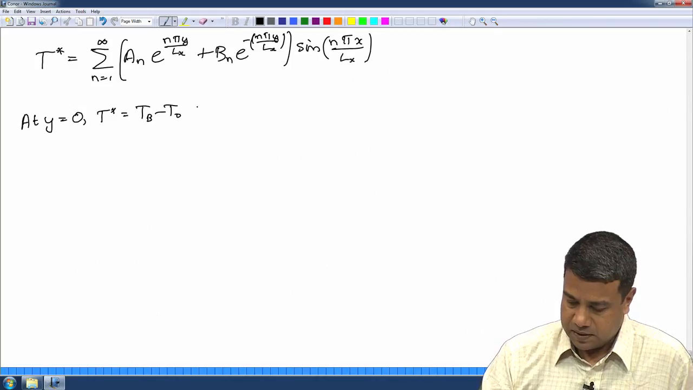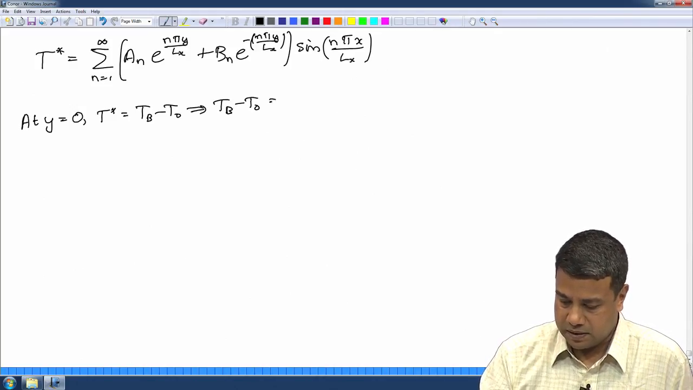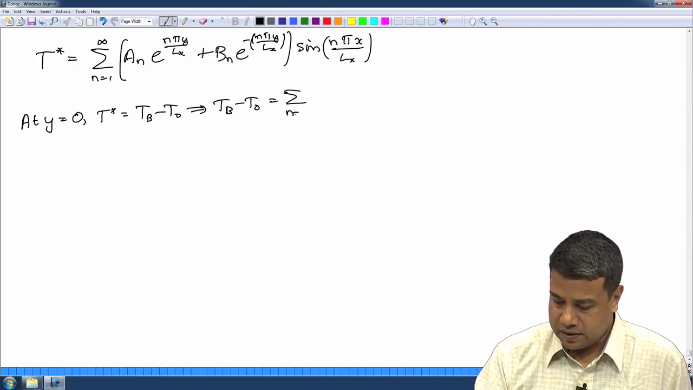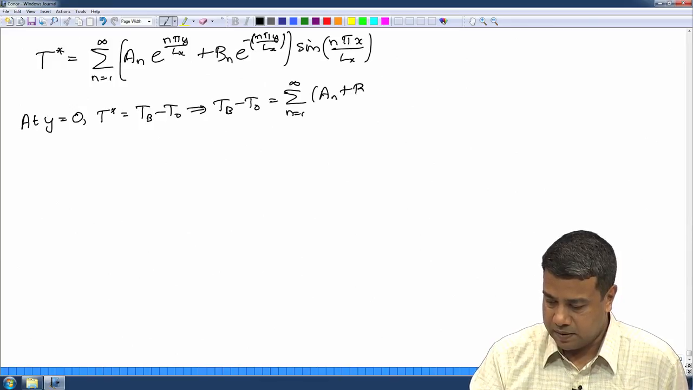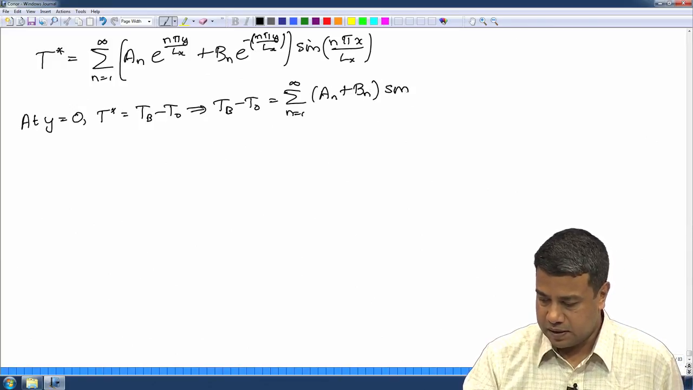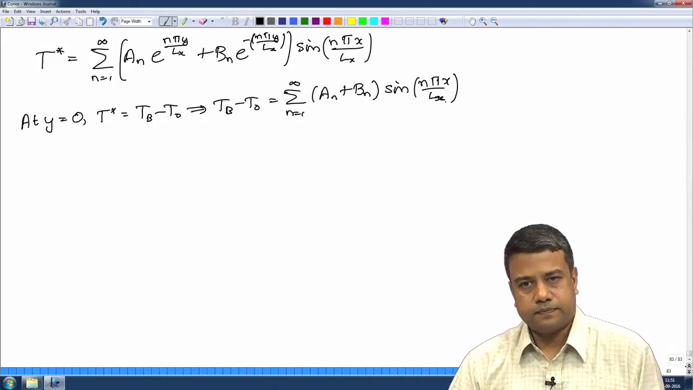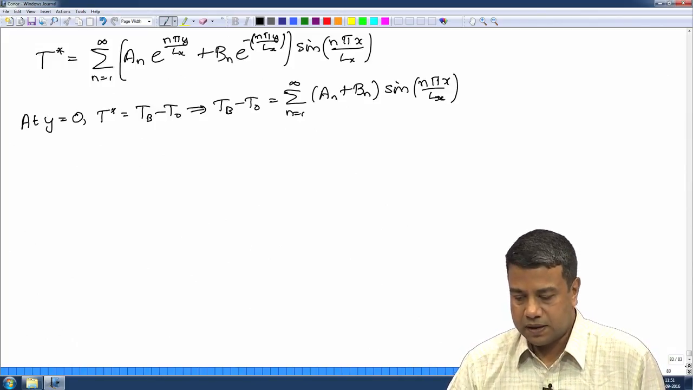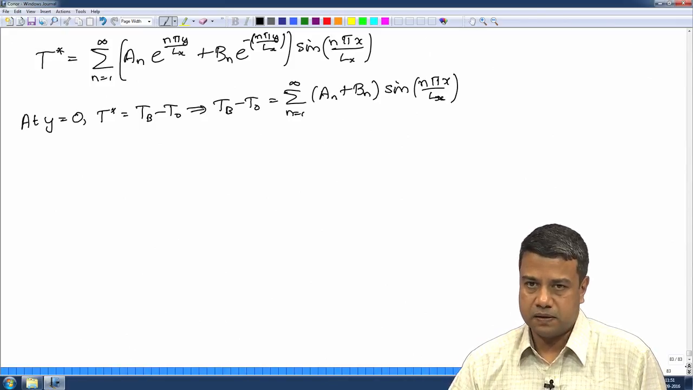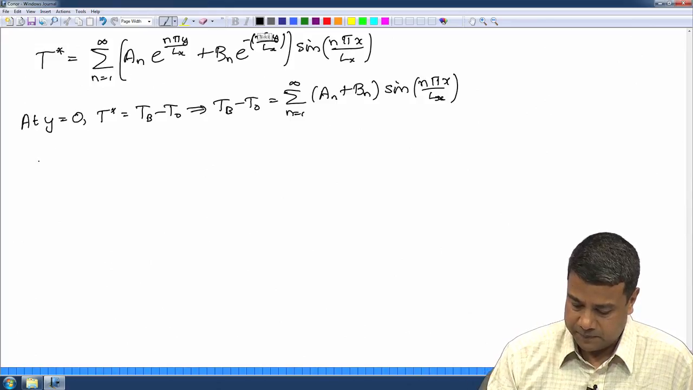which implies that Tb minus T naught is equal to the sum from n is equal to 1 to infinity of (A n plus B n) sine of n pi x by Lx. So, that is the equation, and now I need to get an equation for A n and B n. And how do I do that? I use the orthogonality relation.